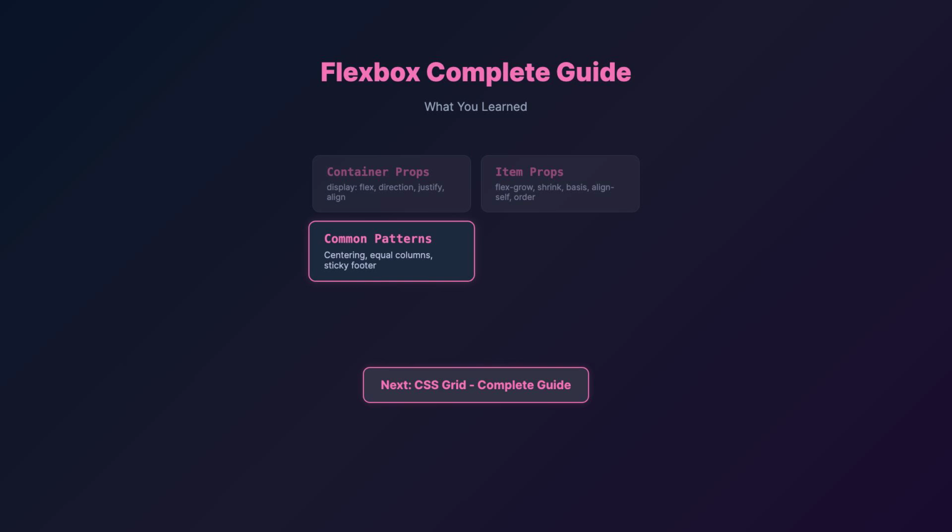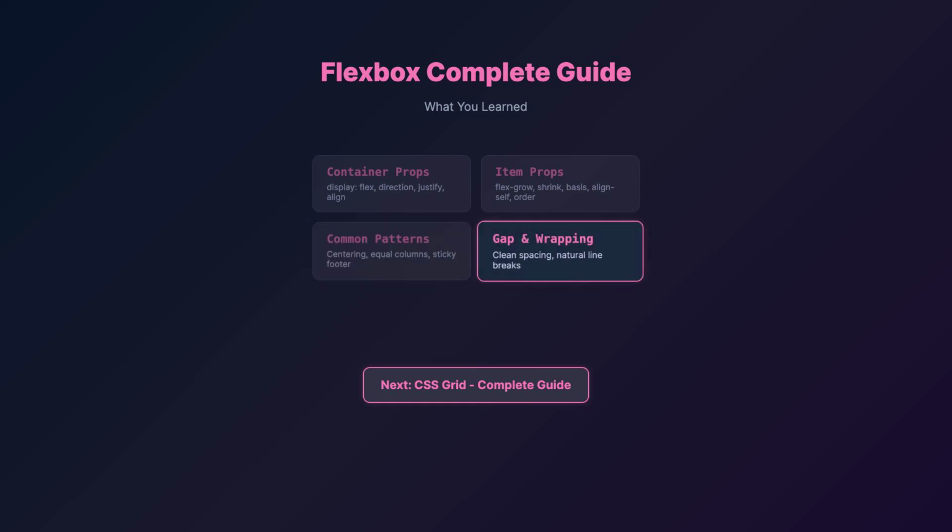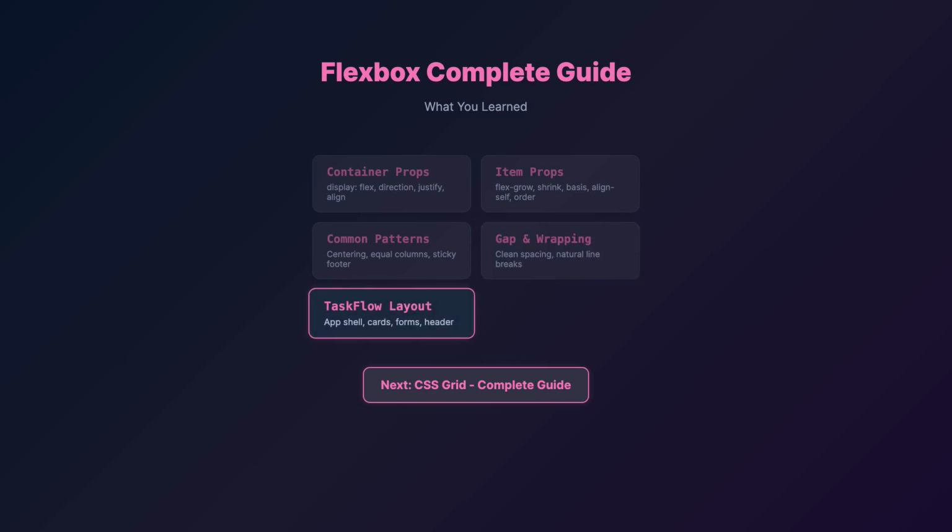Order changes visual position. Common patterns: perfect centering in three lines, equal columns with flex 1, sticky footers with flex-direction column. Gap and wrapping: gap adds clean spacing between items. Flex-wrap lets items flow to new lines naturally. And we wired it all into TaskFlow's layout, from the app shell to task cards to forms.